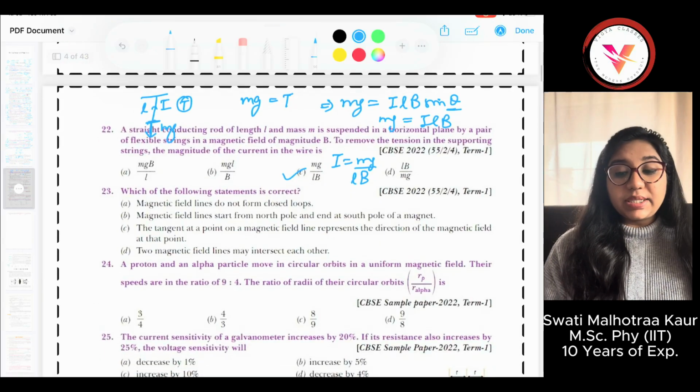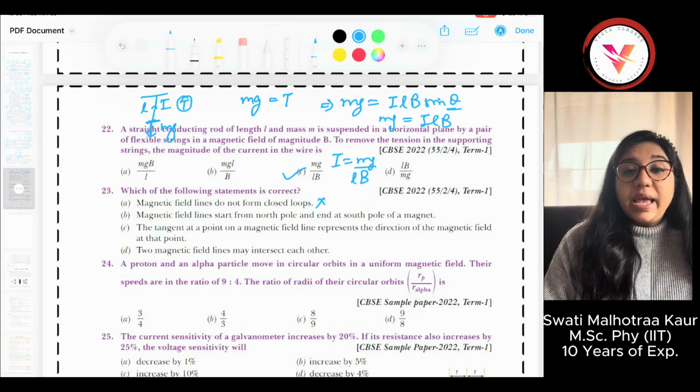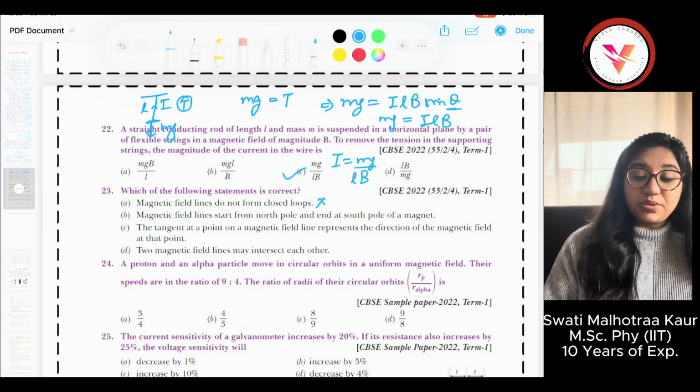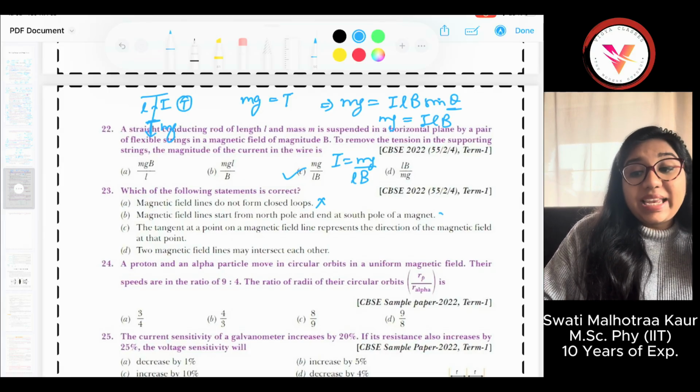Which of the following statements is correct? Magnetic lines do not form closed loops. This is wrong. They form closed loops. Outside the magnet they move from north to south pole, and inside south to north. So magnetic field starts from the north pole and ends in the south pole of a magnet outside, and inside south to north. So it is incomplete.